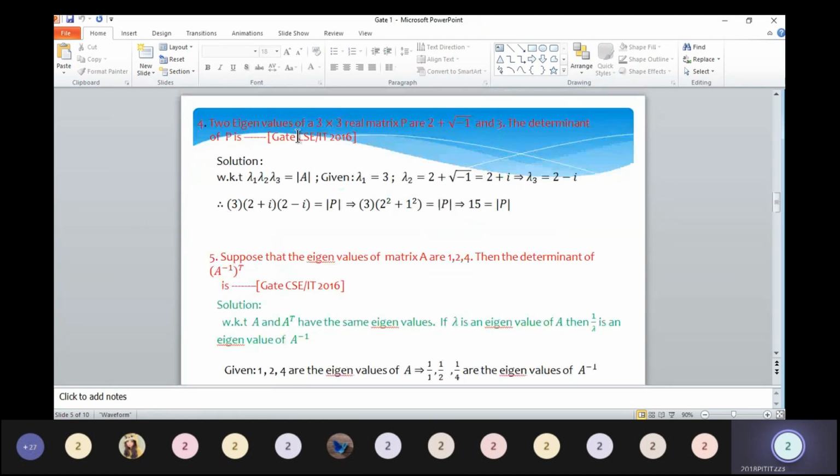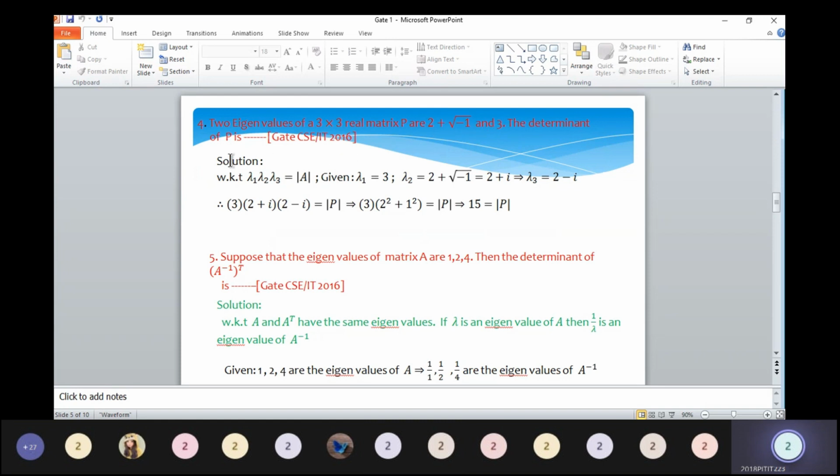Two eigenvalues of a 3 by 3 matrix are 2 plus square root of minus 1 and 3. The determinant of the matrix is? 3 by 3 matrix, okay. So complex roots always occur in pairs. So 2 plus i, so 2 plus or minus i, and 3.